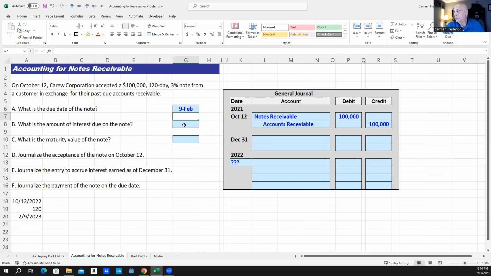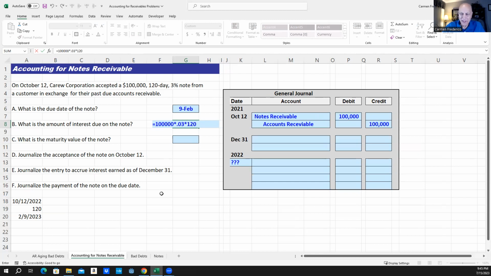Okay. How much interest is due on this note? Well, interest is principal times rate times time. So we know the principal is $100,000. We know the interest rate is 3%, or 0.03. Right, so 100,000 times 0.03 times 120 days divided by 360 days in the year.